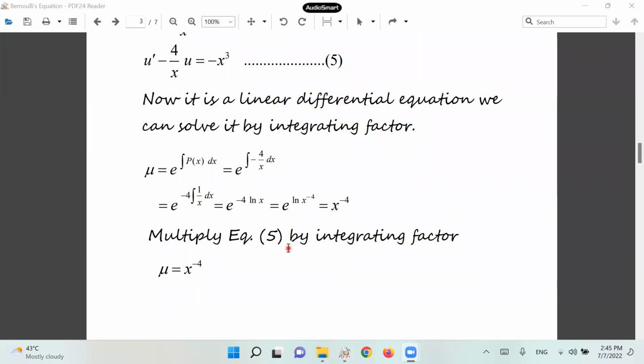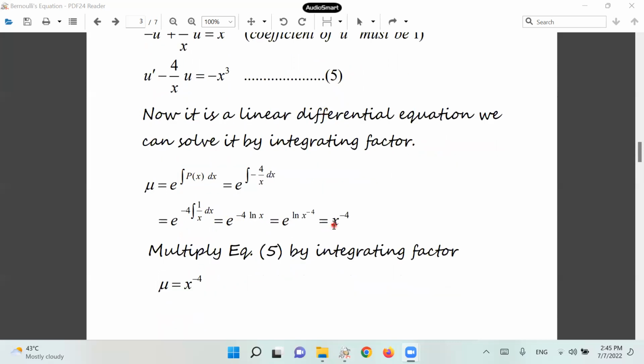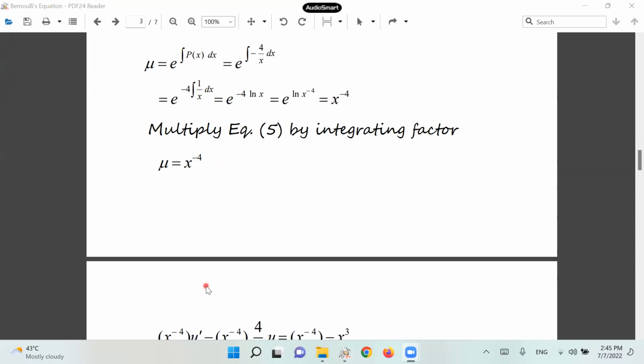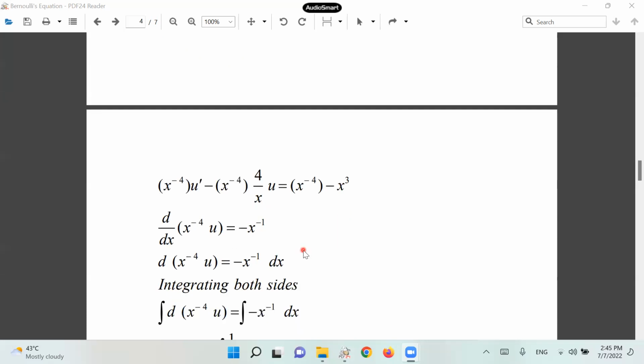Now multiplying equation 5 by the integrating factor. This last equation, which we named equation number 5, we are going to multiply by the integrating factor. The integrating factor is mu equals x power minus 4. When we multiply this equation by x power minus 4, we get mu dash minus x power minus 4 into 4 over x into u equals x power minus 4 times minus x power 3. So we simplify them. These are powers, so we can add them. Minus 4 plus 3 will be minus 1. So here we get minus x power minus 1.